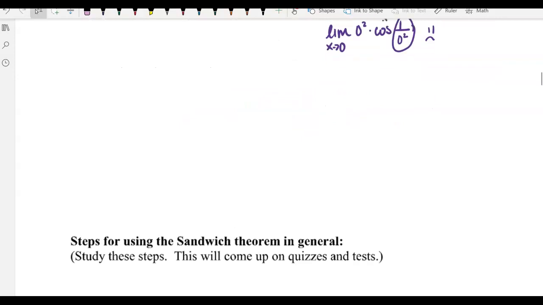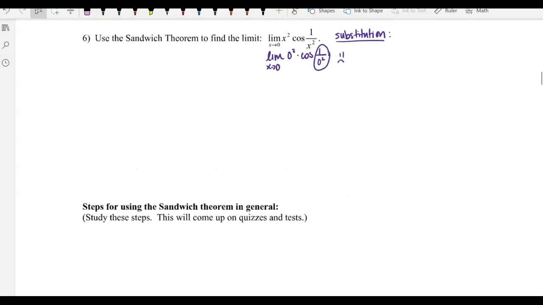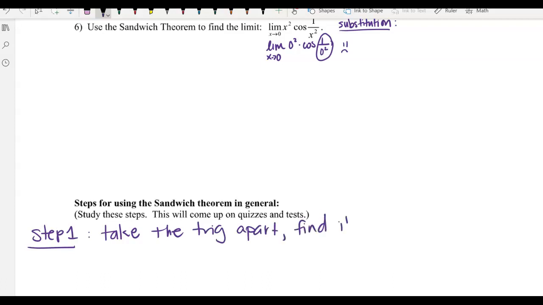Therefore, substitution won't work. And I'm going to write the steps for using the sandwich theorem in general. So I'm going to write the steps and then we'll go up and work that out together. Step 1: Take the trig apart. Find its minimum, maximum, aka the range. And then we'll apply that immediately up here.